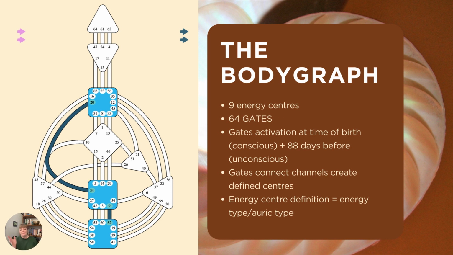Okay, so there are 64 gates. The 64 gates are from the I Ching, the Chinese I Ching. The gates activated at your time of birth are your conscious channels. It's your mind and your personality. So, like in astrology, like in the natal chart, it's what we sort of think we are. It's our experience of ourselves.